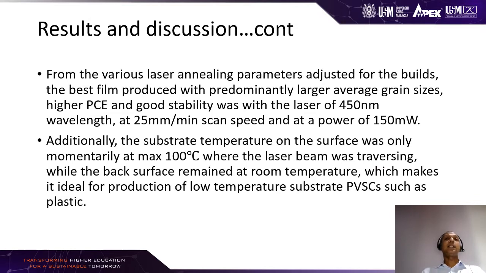Now, additionally, the substrate temperature on the surface was only momentarily at maximum 100 degrees Celsius, where the laser beam was traversing, while the back surface, when analyzed with a Fluke thermometer, remained at room temperature, which makes it ideal for production of low temperature substrate PVSCs, such as plastics. Typically, a hot plate thermal annealing technique requires tens of minutes, and would definitely cause the entire substrate to heat up, which is not favorable for low temperature substrates.